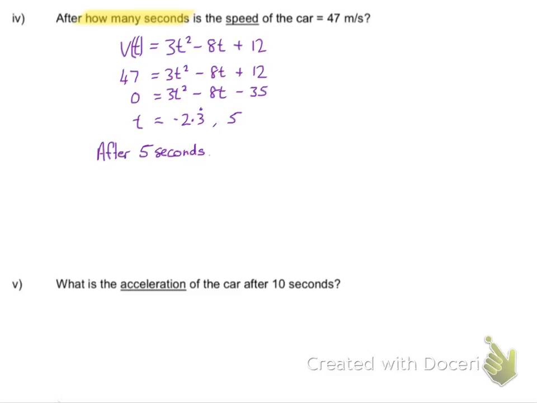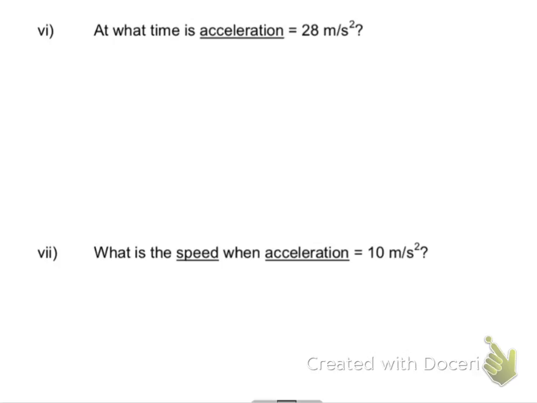The acceleration of the car after 10 seconds: we have an acceleration equation. Put the 10 instead of t, and we can work out that it's 52 meters per second squared. At what time is the acceleration equal to 28 meters per second squared? So we want to find t. We replace the acceleration with 28 and solve for t, and we find that it equals 6 seconds.